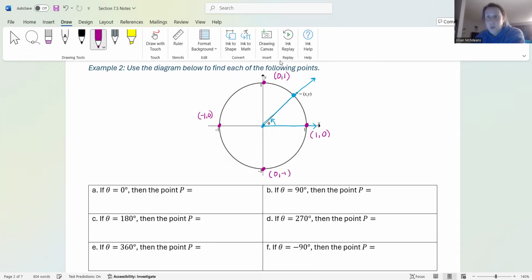So those are really important points. And believe it or not, you already know these points. We've talked about them a couple of times.